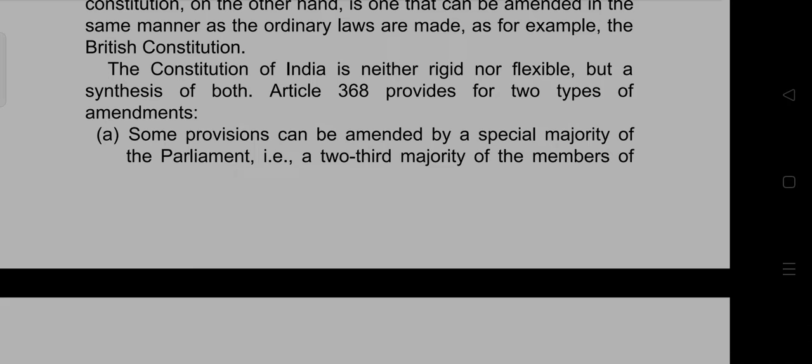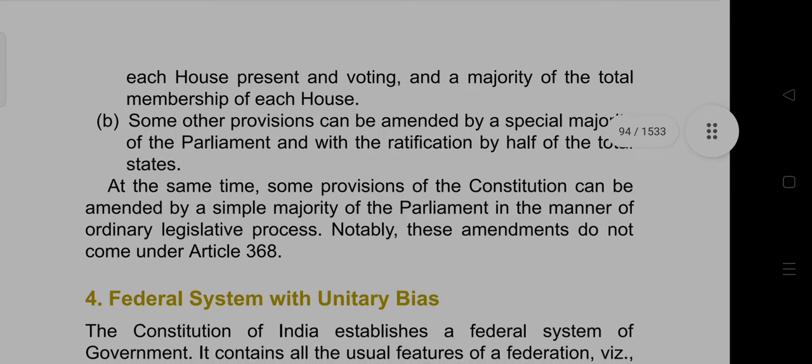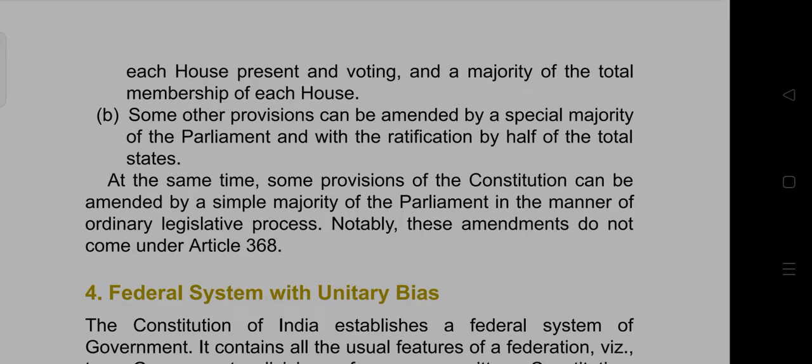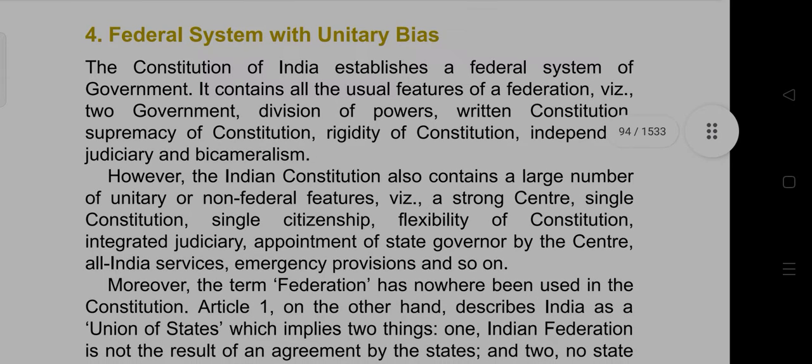Article 368 provides for two types of amendments. Some provisions can be amended by a special majority of Parliament, that is a two-thirds majority of the members of each house present and voting, and a majority of the total membership of each house. Some other provisions can be amended by a special majority of Parliament with the ratification of half of the total states. At the same time, some provisions of the Constitution can be amended by a simple majority of Parliament in the manner of the ordinary legislative process. Notably, these amendments do not come under Article 368.